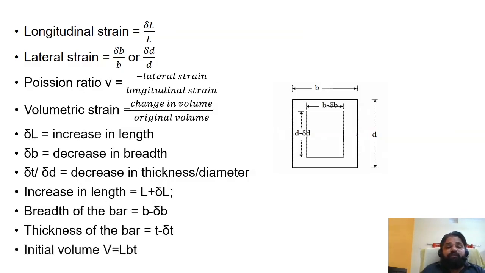Now the initial volume: if I know the L, B, T, that means length, width and thickness, then if I multiply these three, I can get the initial volume, because I need the change in volume by original volume, and change in volume is nothing but the final volume minus the initial or original volume. And for the final volume, I need to know how much the length has increased, and how much the width and thickness have decreased. In order to find those, these steps have been written very clearly. I don't think any further confusion is there.